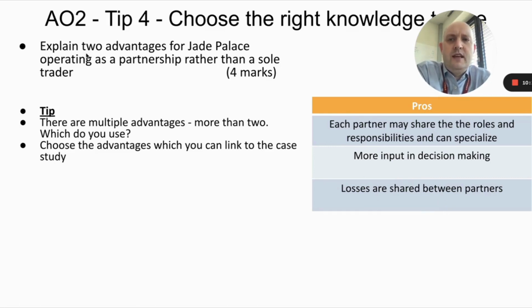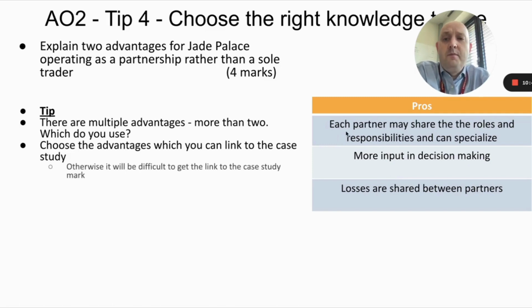Because you've got to give 2 advantages, which 2 do you choose? It can be difficult to do that. One important skill is to choose an advantage which you can link to the case study. Maybe the case study has something about decision making, in which case you can link that. Or maybe the case study talks about how each of the partners has a different role in the business, and therefore you can link the first one. Otherwise, if you choose a pro that doesn't fit, it can be very difficult to link it to the case study, and very difficult to get that link mark.